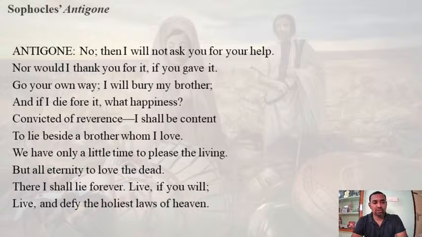Live and defy the holiest laws of heaven. So Antigone has given us her statement, and this is also the point where the theme of the laws of heaven versus the laws of man, the conflict between the laws of man and the laws of God, creeps in. Antigone believes that the law of heaven, or God's law, wouldn't prohibit her from committing this particular act, the act of giving funeral rites to a person who is dead. But Creon's law, a man-made law, prevents her from it. And she believes in the holiest laws of heaven. And therefore, she is going to move ahead with her decision.